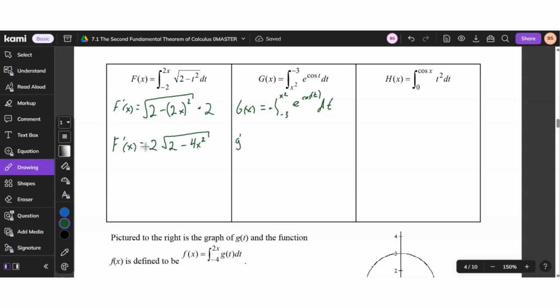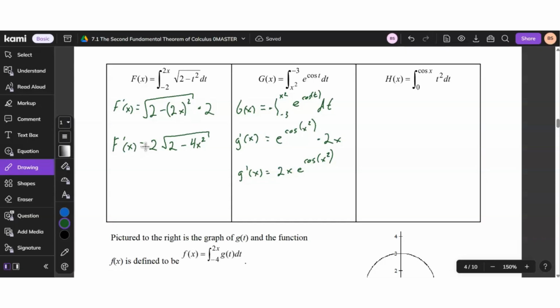I'm going to switch to lowercase because I find the capital G's, for me at least, look like 6's, and I'm sure it'll annoy you all. So g prime of x here is going to be equal to e times the cosine of x squared times the derivative, which is 2x. And there isn't really anything I can do there other than rewrite it, so I will write 2x e to the cosine of x squared.